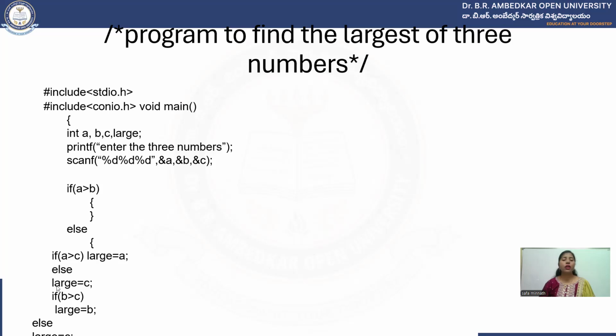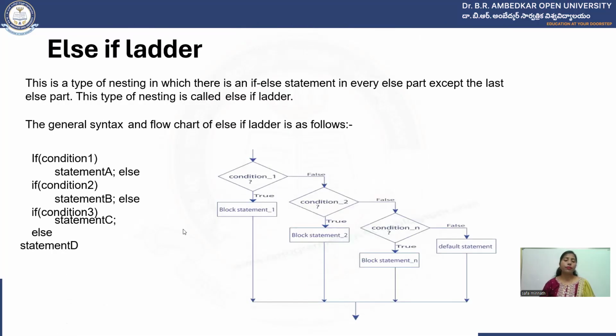So in the else part, what is there here? The largest number check is b greater than c. So 6 greater than 7, again the condition is false. Again condition false means I am going to the else part. So in the else part, c is the largest. So the output will be here: c is the largest number.